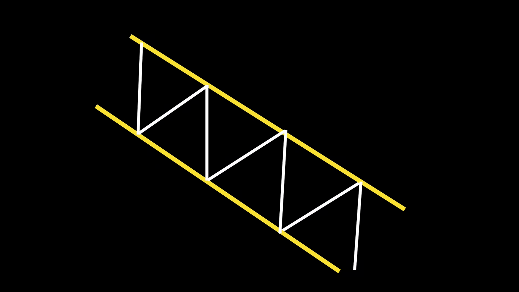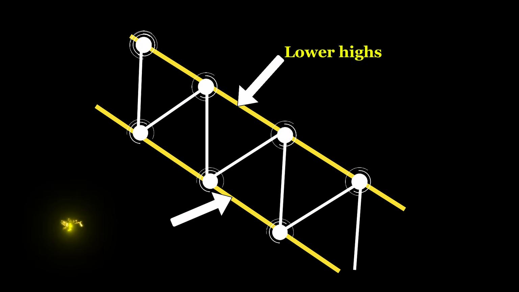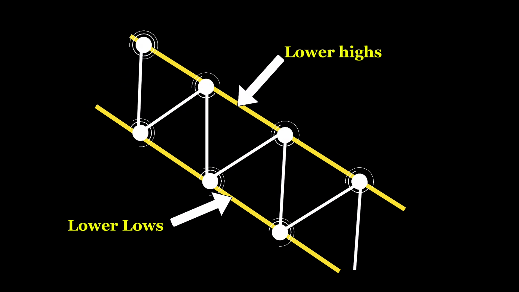Next is the descending channel. Here's how it forms. The upper boundary is defined by a series of lower highs, giving us a downward sloping resistance line. The lower boundary follows lower lows, forming a parallel support line underneath. Both trend lines slope downward, and like the ascending version, this pattern shows up in both market conditions.